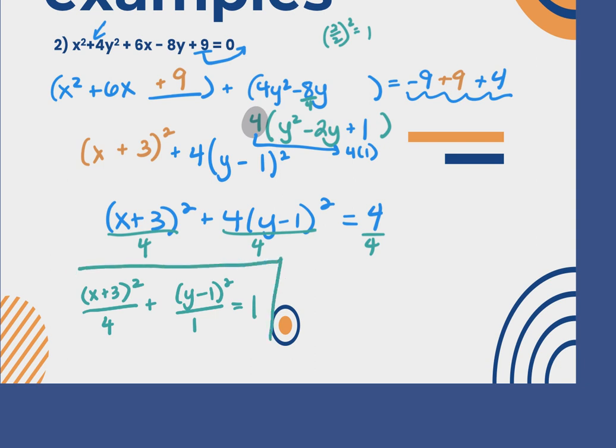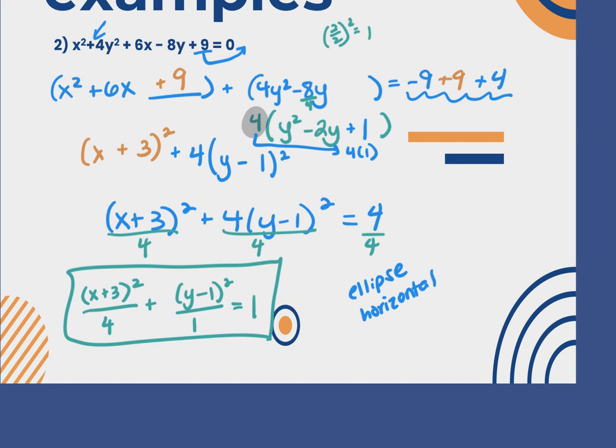You don't need the 1 in the denominator, but that is a reminder that there would be a 1 there. So now tell me what you know about this conic by looking at it now that it's in standard form. What is it? It's an ellipse. What kind of ellipse? How do I know it's horizontal?